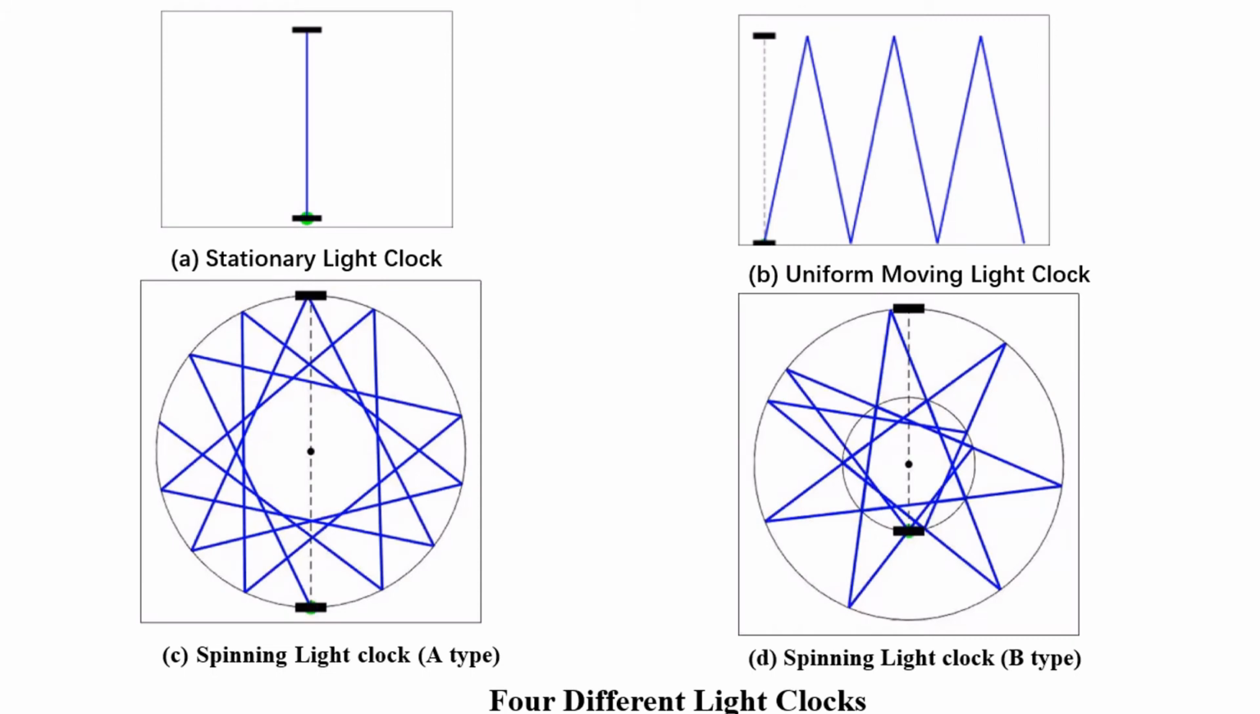Here we put four different light clocks together, and we can see that we can have different ways to construct different kinds of light clocks: the stationary light clock, the uniform moving light clock, and the spinning light clocks.